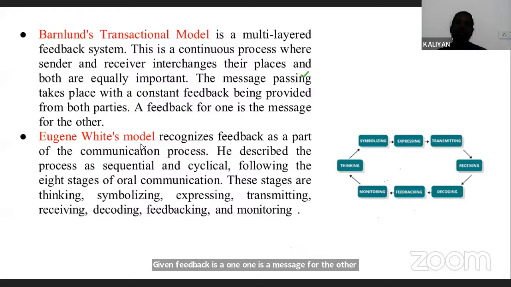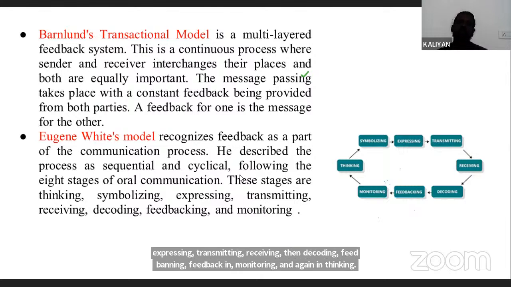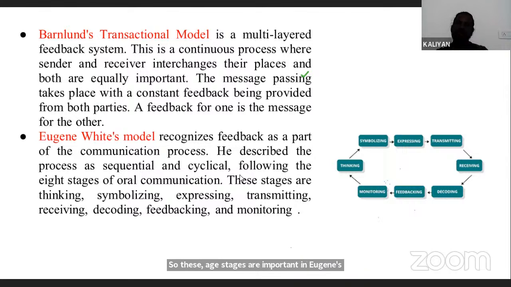And Eugene White's model is sequential or cyclical. There are 8 stages in Eugene White's model: thinking, symbolizing, expressing, transmitting, receiving, decoding, feedbacking, monitoring, and then again thinking. So these 8 stages are important in Eugene White's model. It is also part of the communication process.